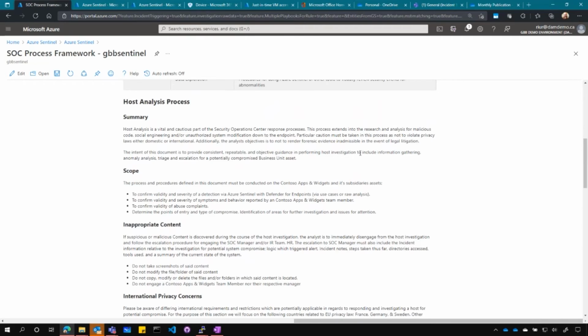We have a summary, we have our scope. Our scope is to confirm the validity and severity of detection. It's also to look at the validity and severity of symptoms and/or behaviors as being reported by the alert, looking to confirm validity of abuse complaints, of around what type of complaints may be coming from the SOC or to the engineering team, so that it also satisfies that requirement.